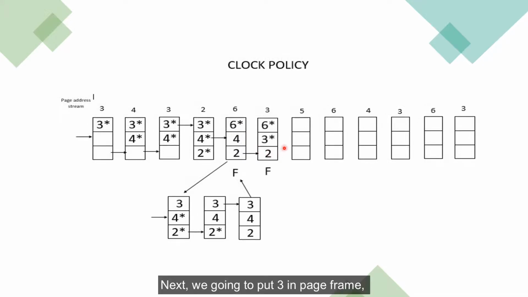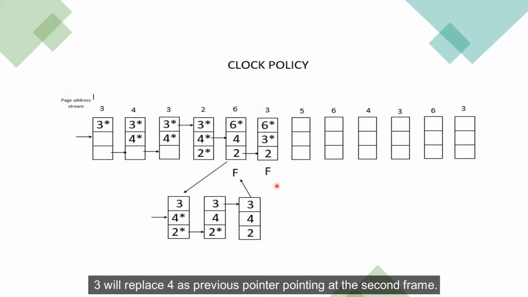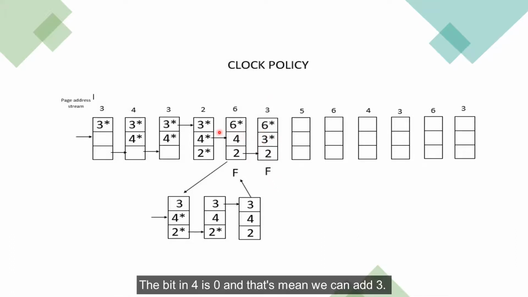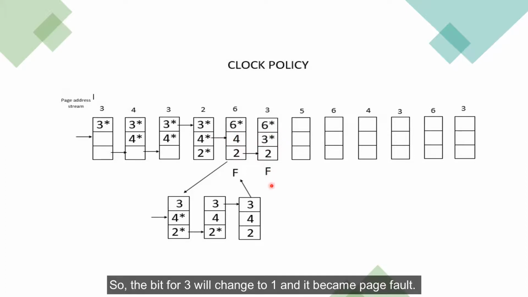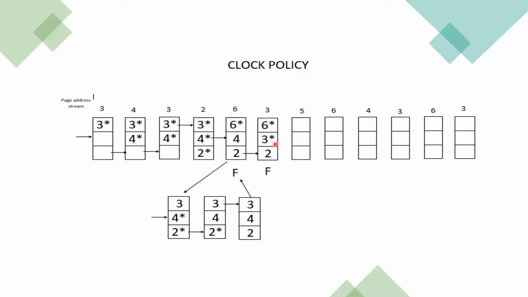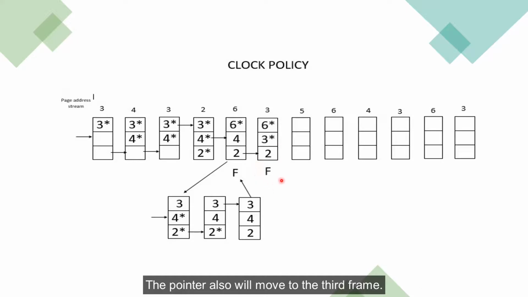Next, we're going to put 3 in the page frame. 3 will replace 4 as the previous pointer was pointing at the second frame. The bit in 4 is 0, and that means we can add 3. So, the bit for 3 will change to 1, and it becomes a page fault. The pointer also will move to the third frame.